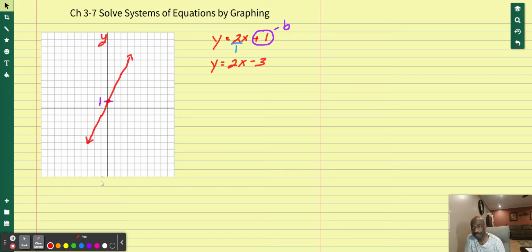Now, let's do the other equation. It says y equals 2x minus 3. Where do I start? I'm going to start at the minus 3, which is a negative 3. That means I need to go down. Here's my origin. I need to go down 1, 2, 3. This is a negative 3 right here. So I'm going to put my first dot right here.